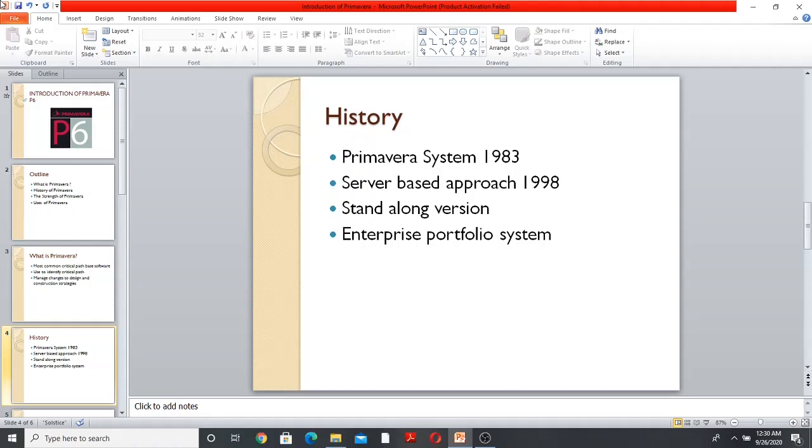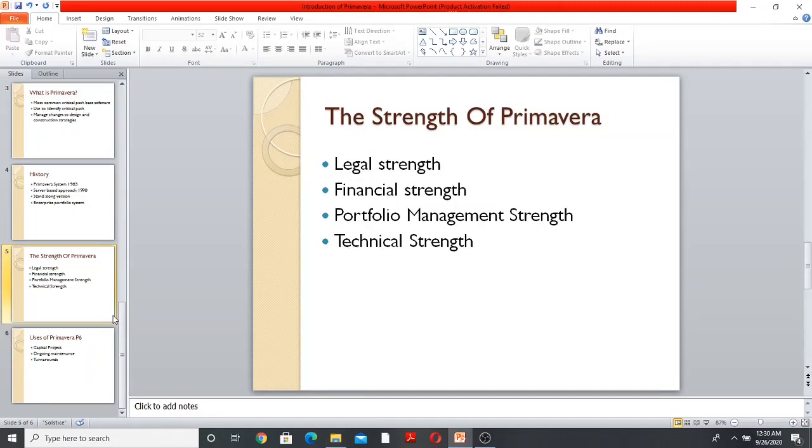Now we will talk about the strength of Primavera. The first is legal strength. Primavera P6 has a history of being used in courts around the world to document and defend project pay claims and progress disputes. Also, Primavera is required legally in some projects or countries as part of regulation. This legal precedent means that the critical path method of project planning is generally done in P6. The construction industry is a very litigious one.